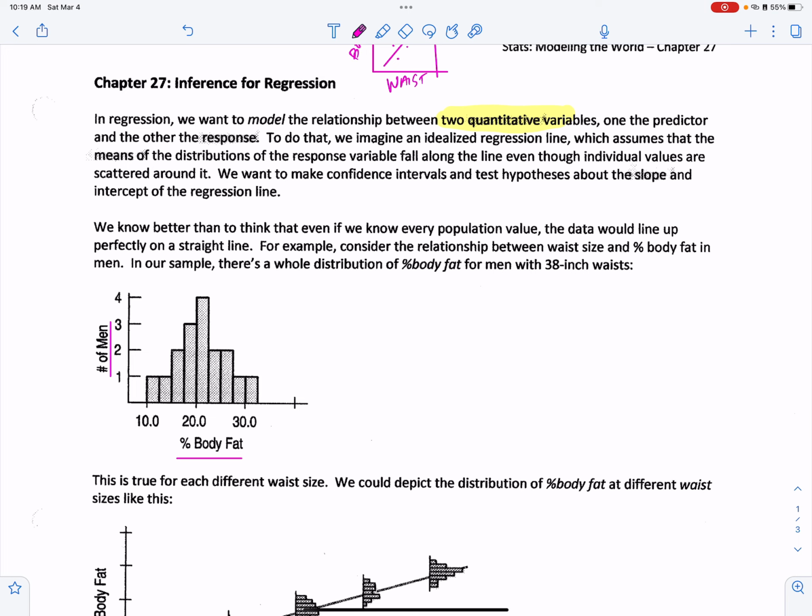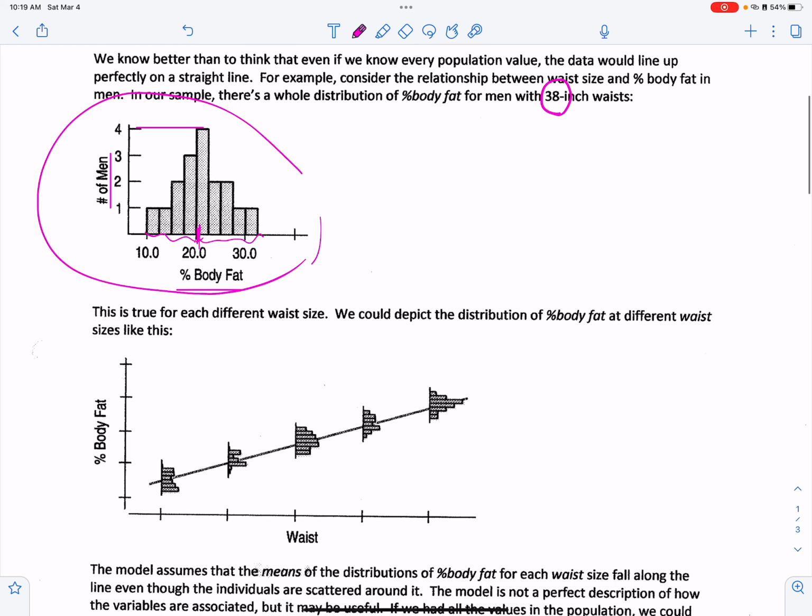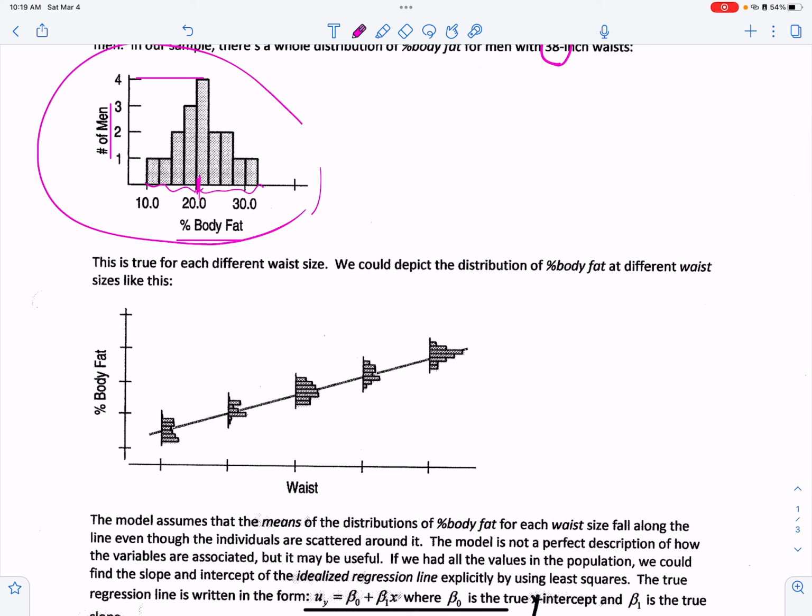We know that every population data won't line up perfectly straight, so that's what this is doing. This particular histogram is only for men with a 38-inch waist. So it says for a 38-inch waist, what do you actually get? Most men have about 20% body fat, but it goes up to 30% and down as lean as 10%. But obviously most have 20%.